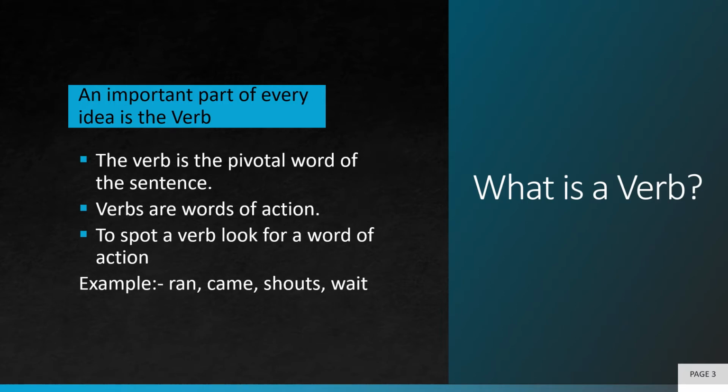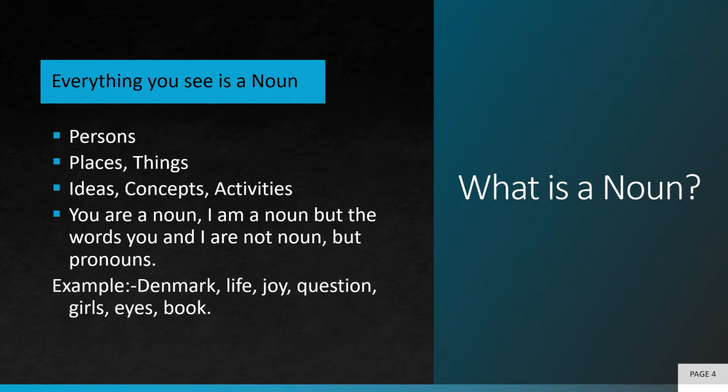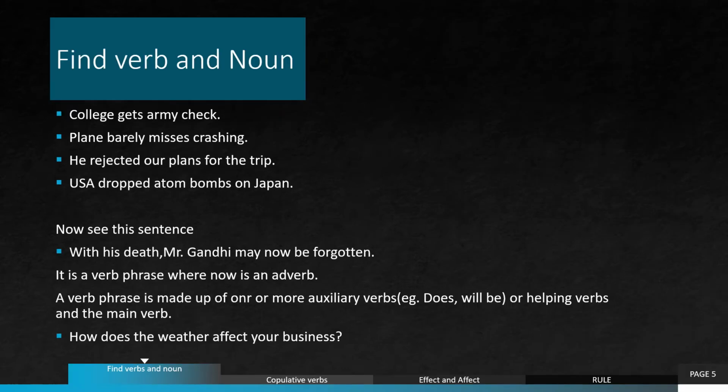Now, what is a verb? A verb is the word of action. So how to spot a verb? You just have to look for a word of action like run, come, shout or wait. A word that describes an action or the performing of some activity. Okay, so let's put our learning to the test.